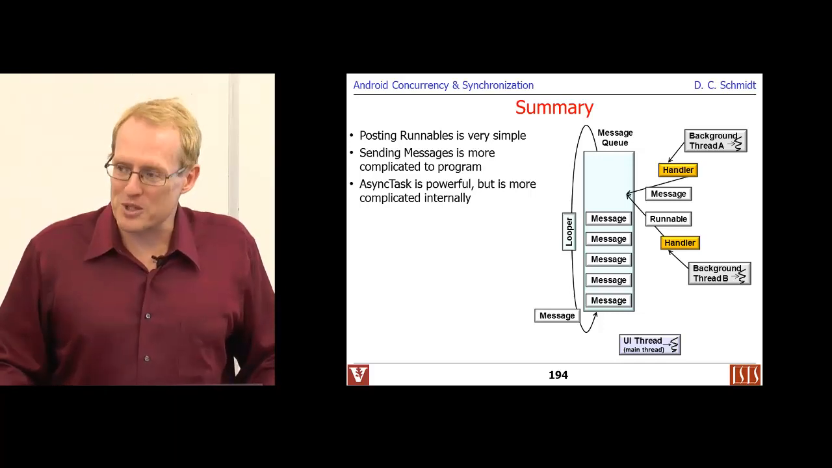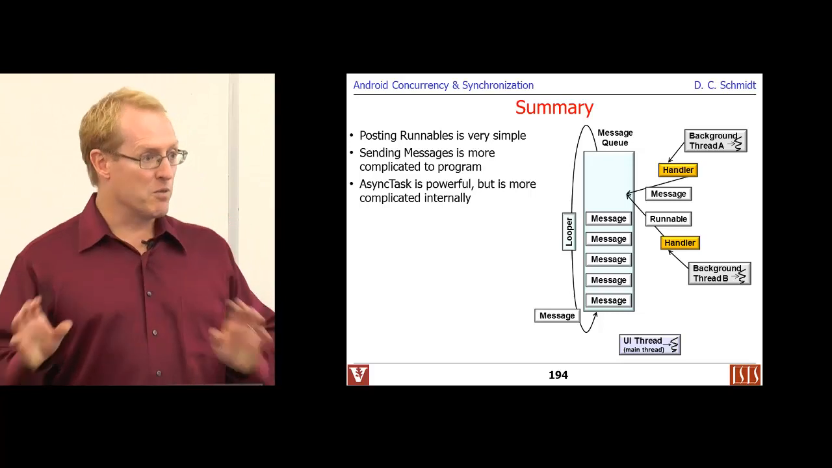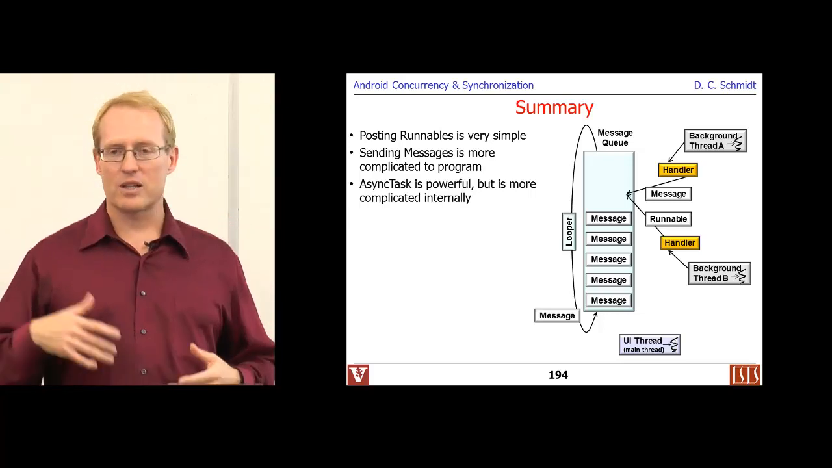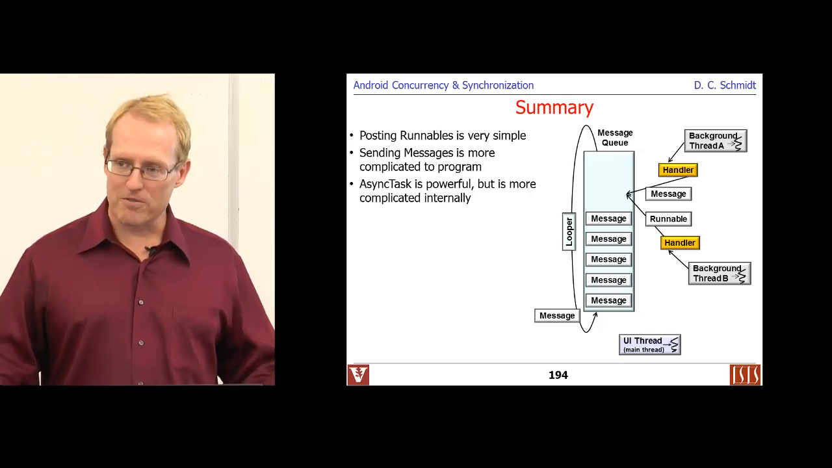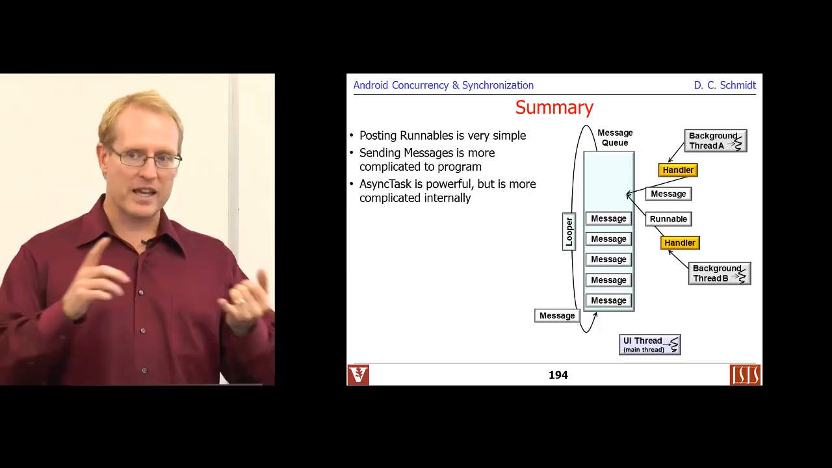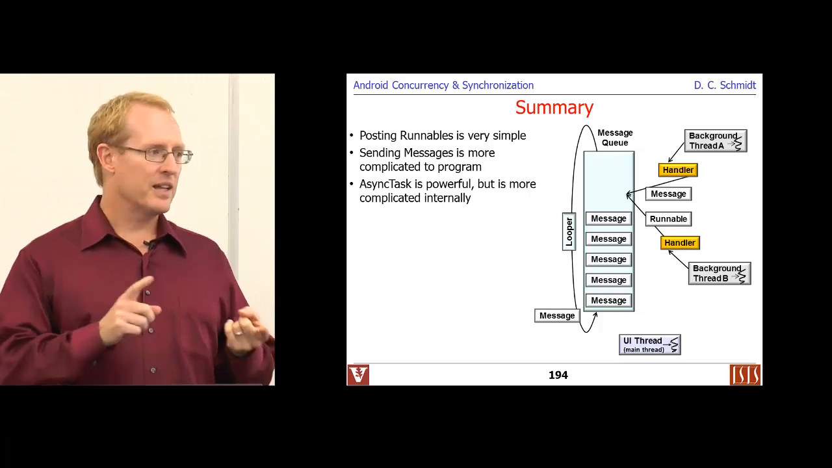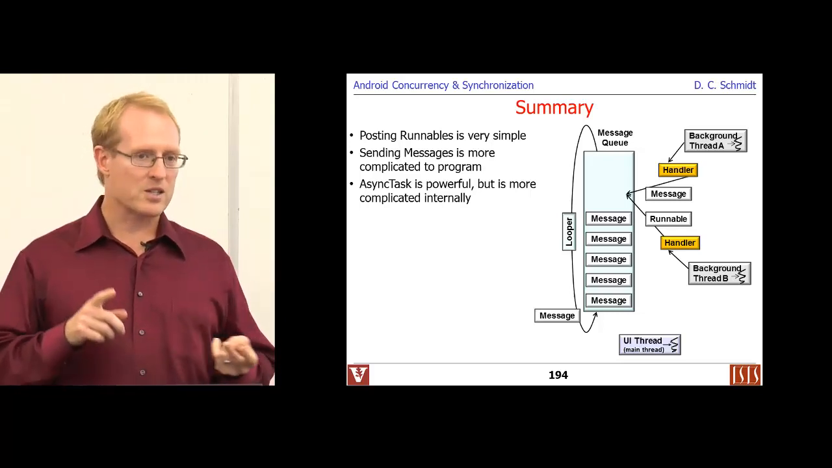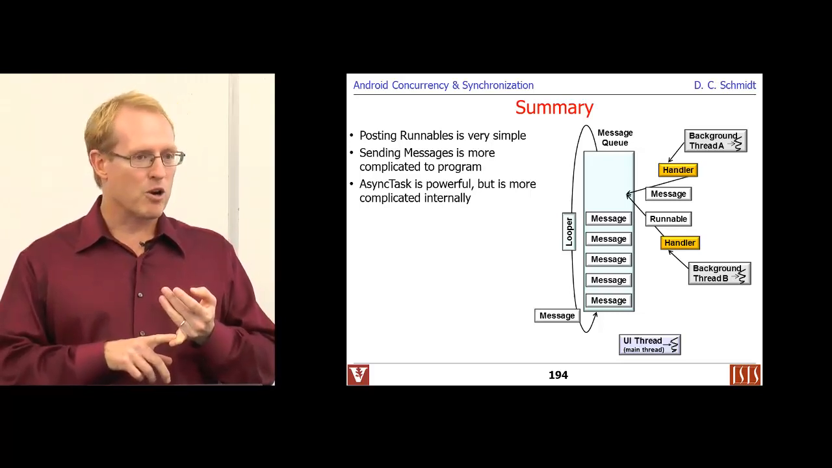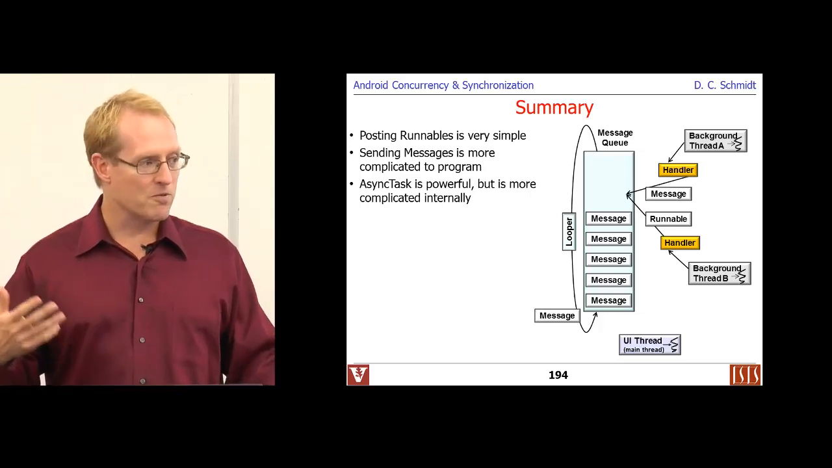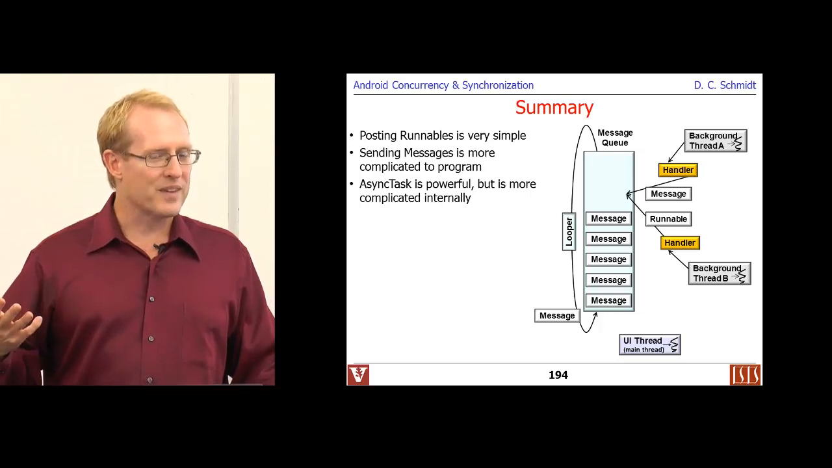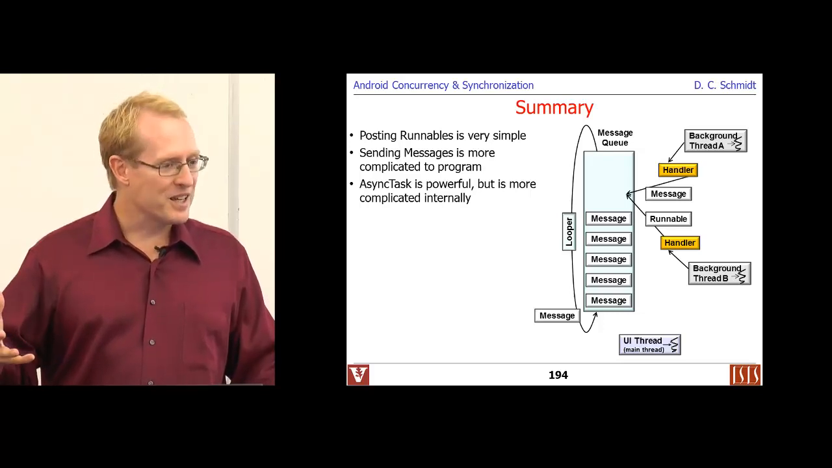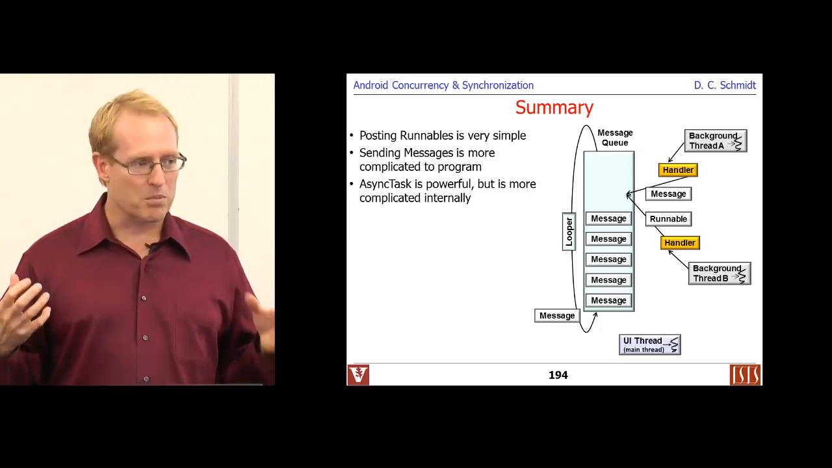AsyncTask is by far the most complicated thing from an implementation point of view, because there's a lot of moving parts. But you don't really see that. That's hidden from you by the Android framework. You just see the methods like execute, which is the template method, and then onPreExecute, onPostExecute, doInBackground, onProgressUpdate, all those hook methods that you fill in. So that is arguably less efficient, but it's also very powerful, and a lot of the complexity is hidden from you.